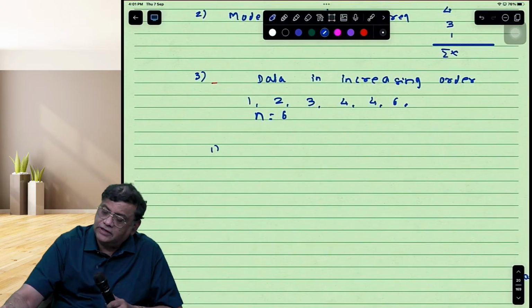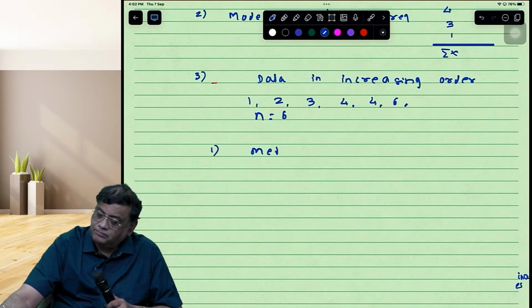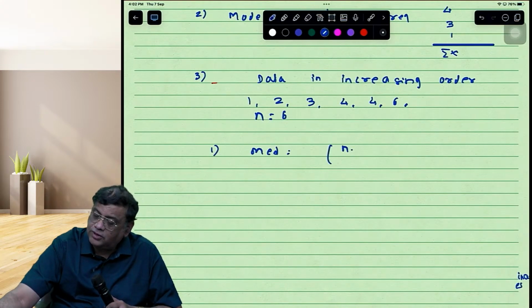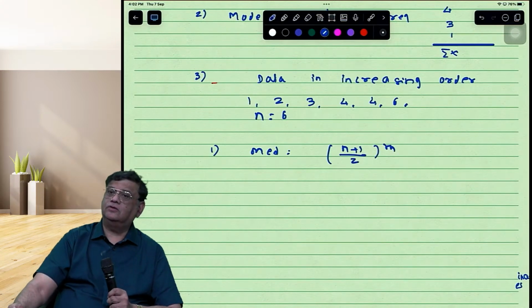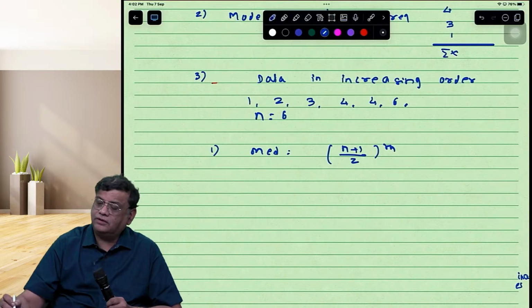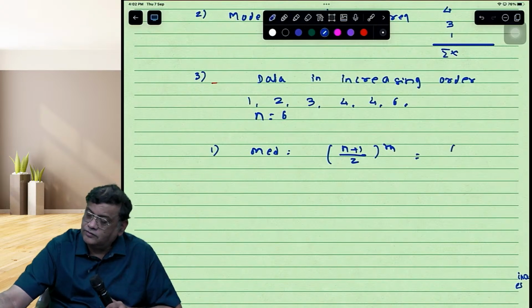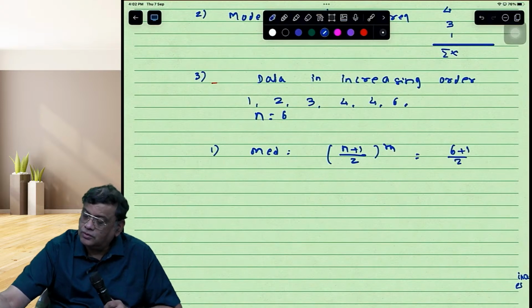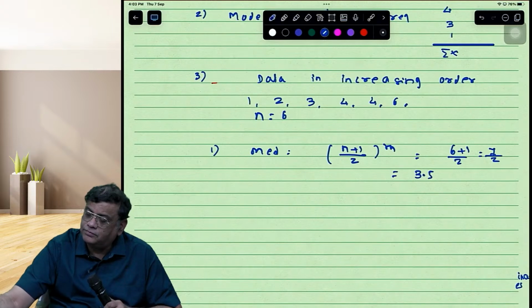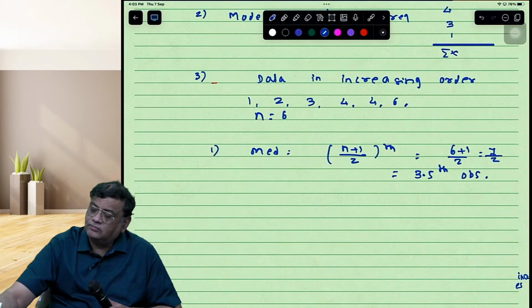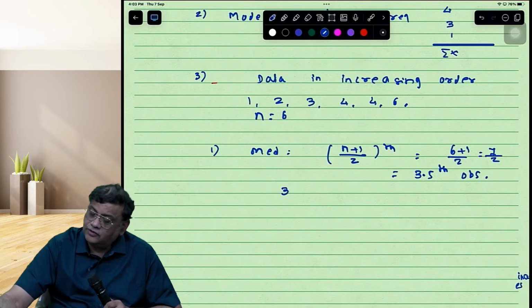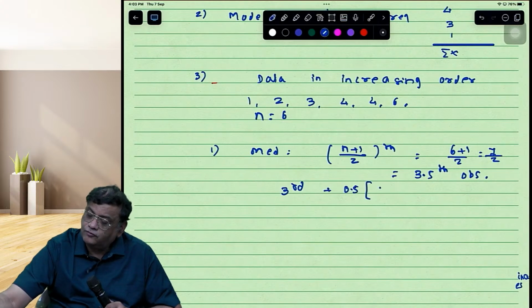I want the median. That median is going to be the (n plus 1) by 2 th observation. That means this is 6 plus 1 by 2, 7 by 2, and 7 by 2 is the 3.5th observation. Now 3.5th observation means the third observation is complete, and with 0.5 we are between the third and fourth.